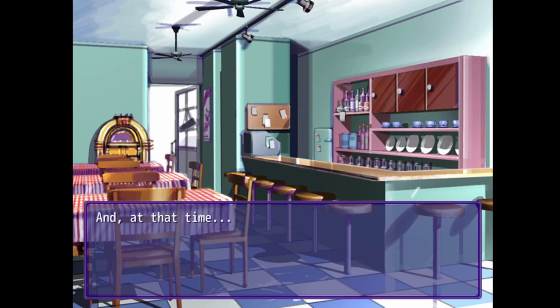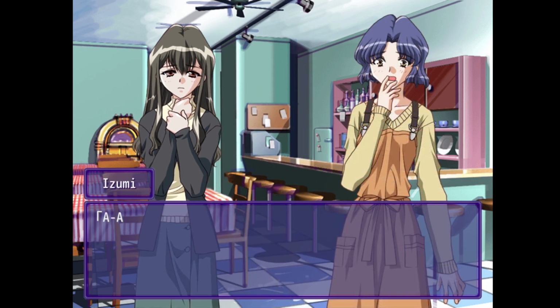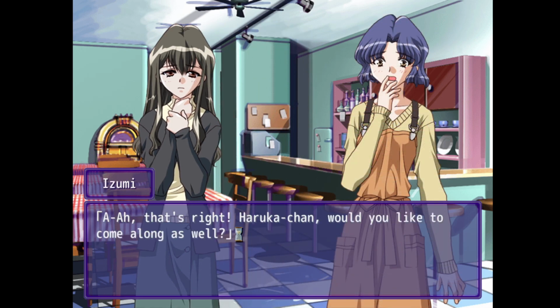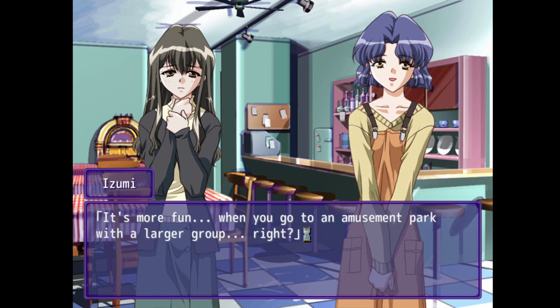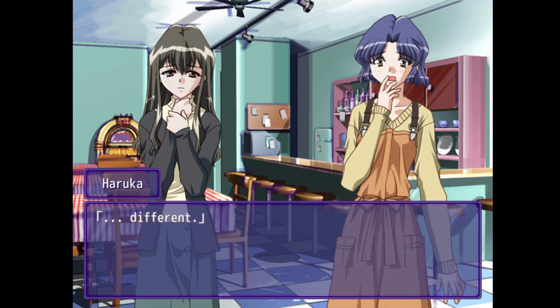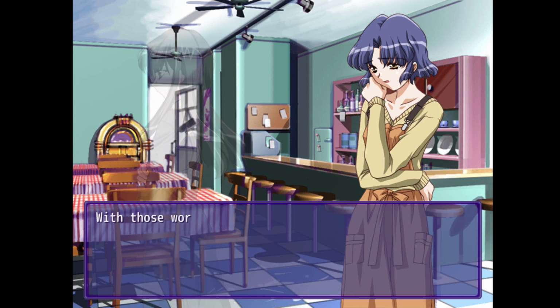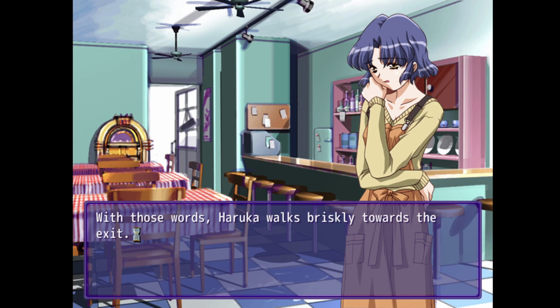Uh-oh. And at that time, Haruka quietly stands up. I have to go now. Oh, that's right. Haruka-chan, would you like to come along as well? Oh. It's more fun when you go to an amusement park with a larger group, right? It's fine because I'm different. I'm really sorry. With those words, Haruka walks briskly towards the exit.